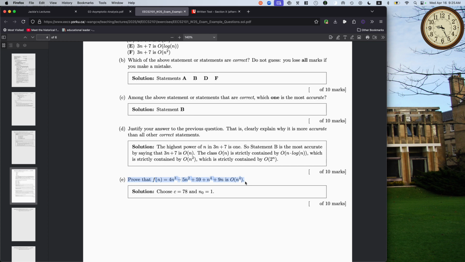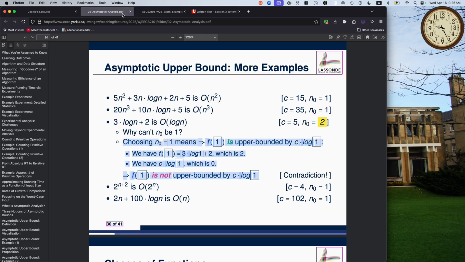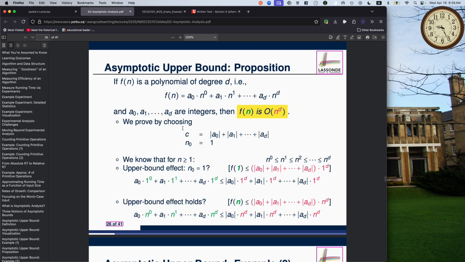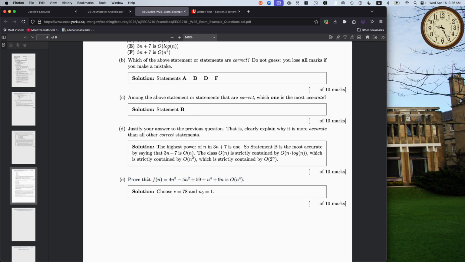If you didn't follow the strategy that I showed you, for example, by choosing the smallest possible C value over here, that's okay. As long as the C and N0 work, that'll be okay. However, if the question goes a little bit further and has a requirement to choose the smallest C possible, then of course you better use that strategy. So it really depends. The question will be very explicit about what you should do. Okay, thank you.